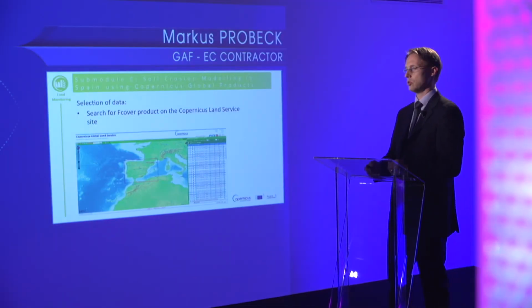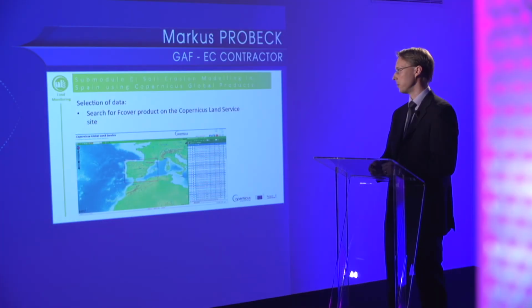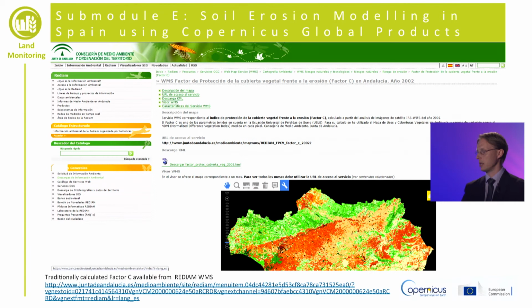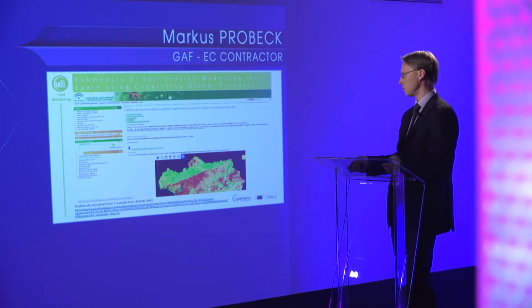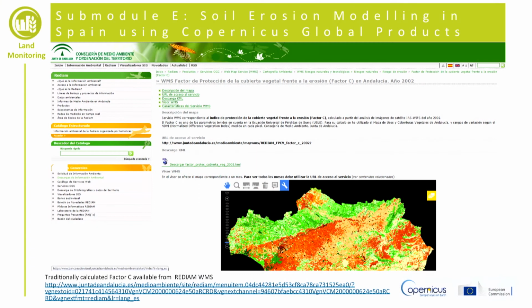First step to make use of these data is to, of course, search and select the data, both in terms of the spatial extent and also the temporal extent, either on the Copernicus website or on the Spanish portal, and make use of that. As a comparison, you can see here, this is how traditionally the components of the universal soil loss equation were calculated by the REDIUM, and there's also a link given which you may want to access, where the description is given how that system has been implemented in a traditional way.